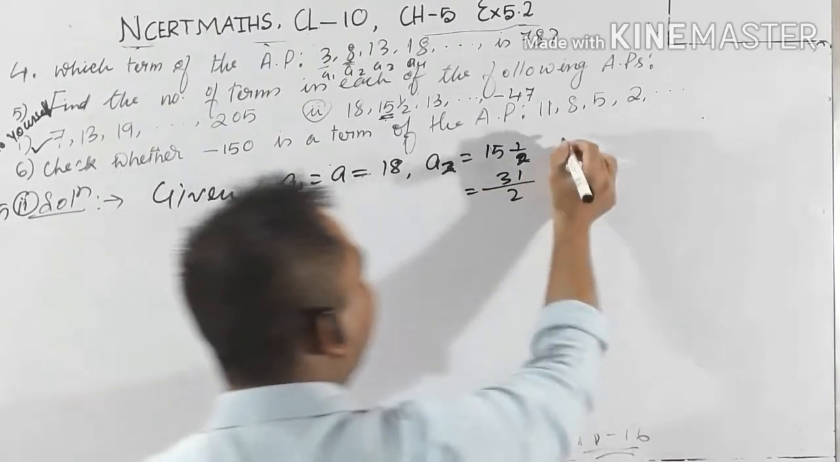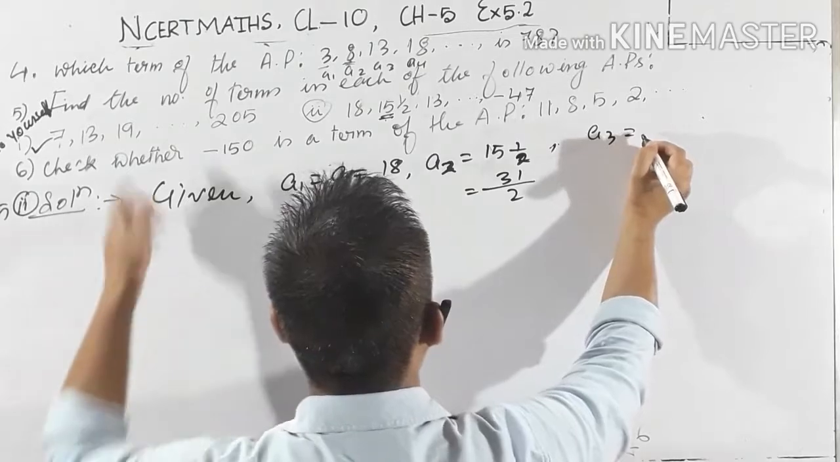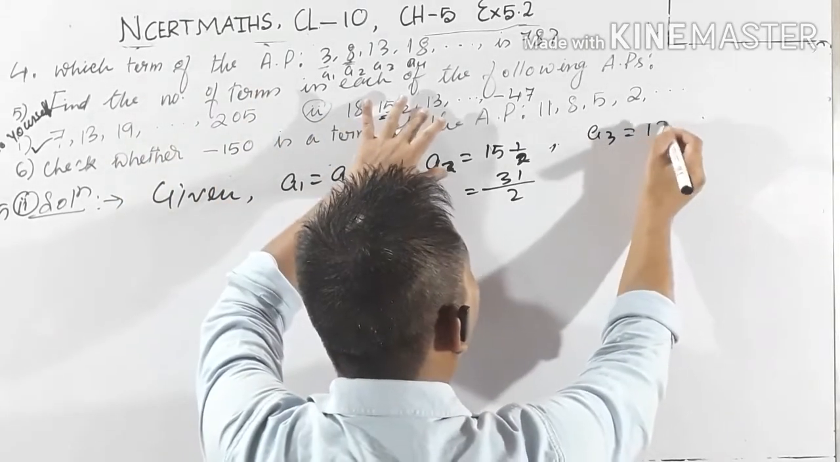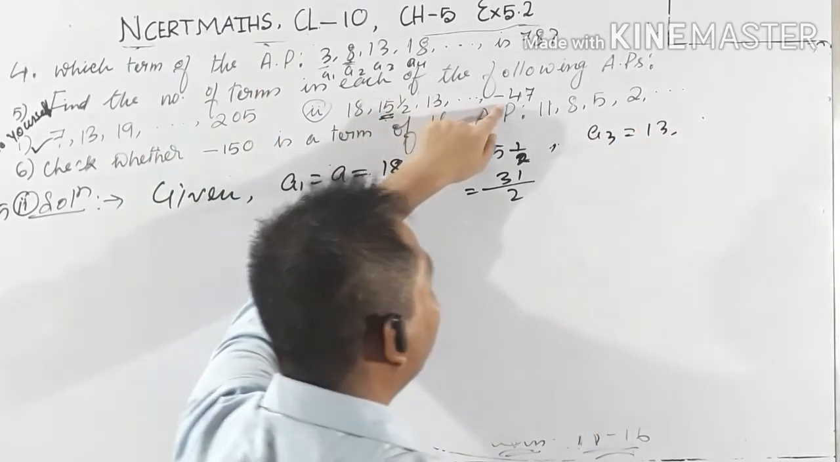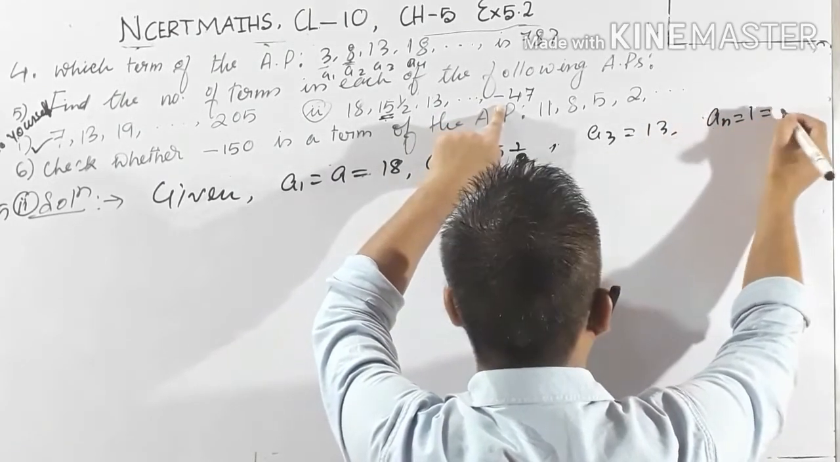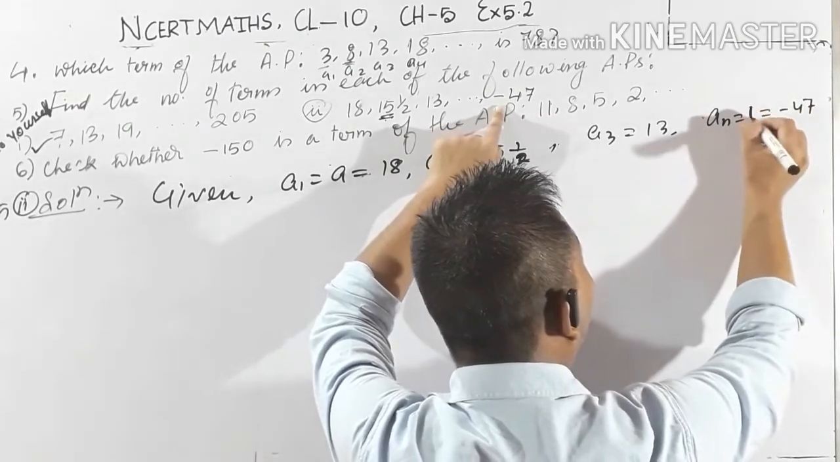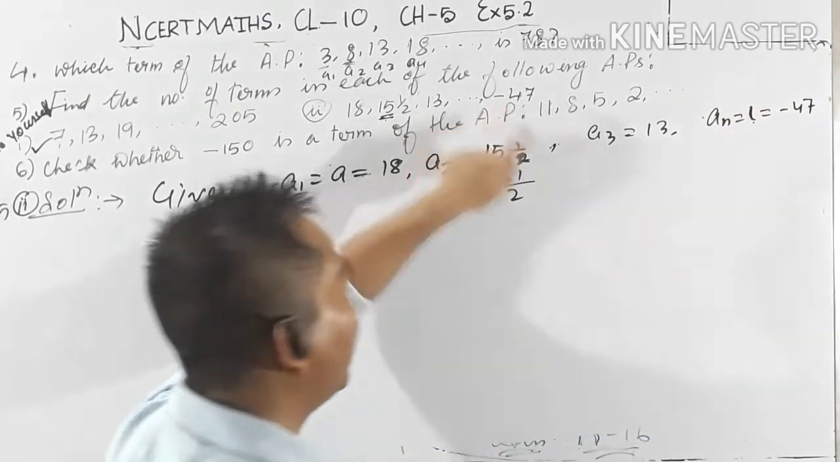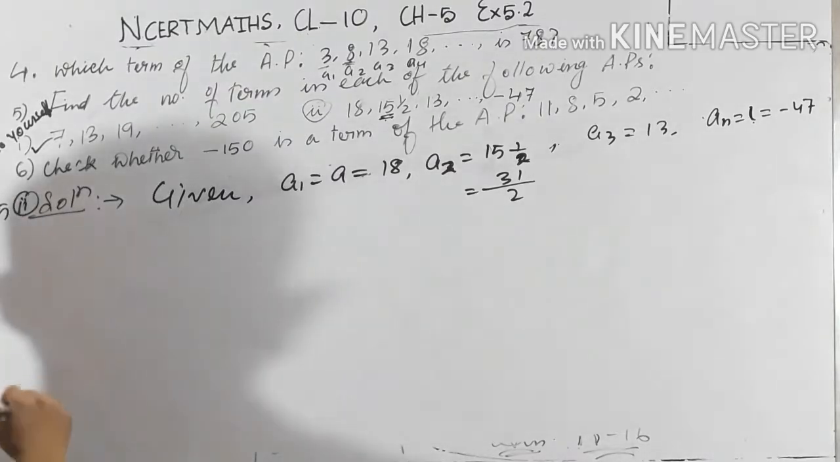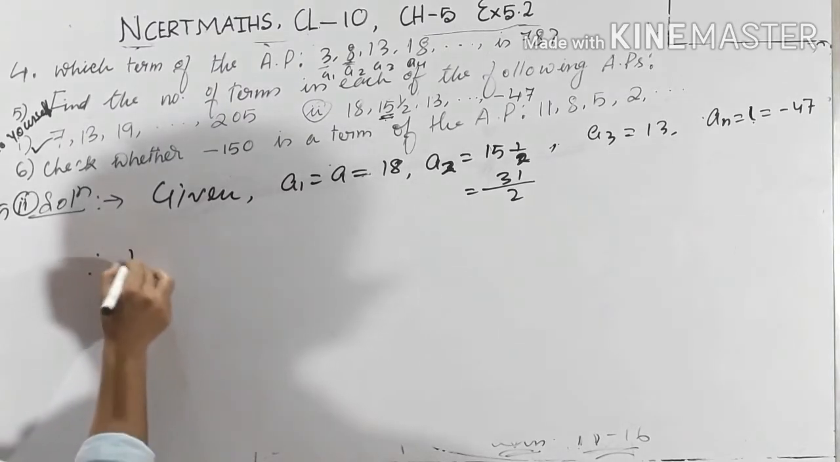that is 31 by 2. That means A3 equals 13. And then the last term is also given. An equals L equals minus 47. This L means the last term of the AP, which is already given, right? Then what can we do? We can find the common difference. Therefore, D equals what?